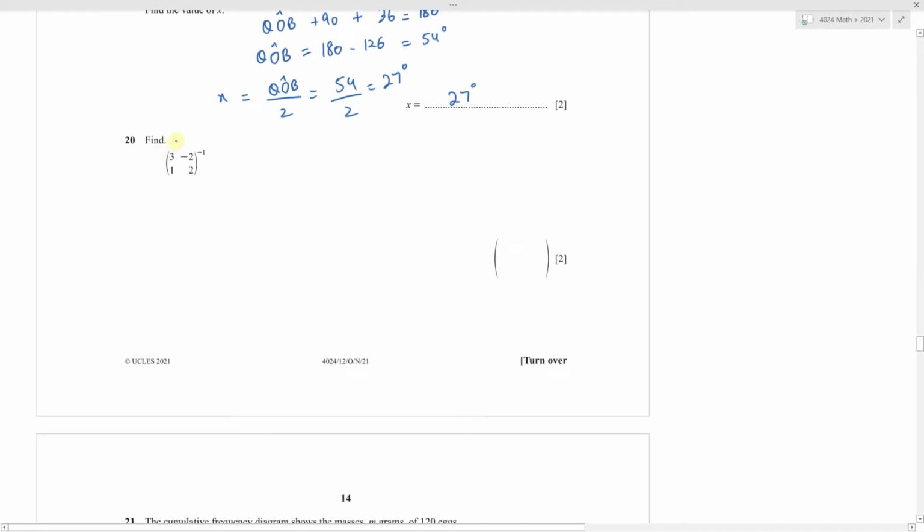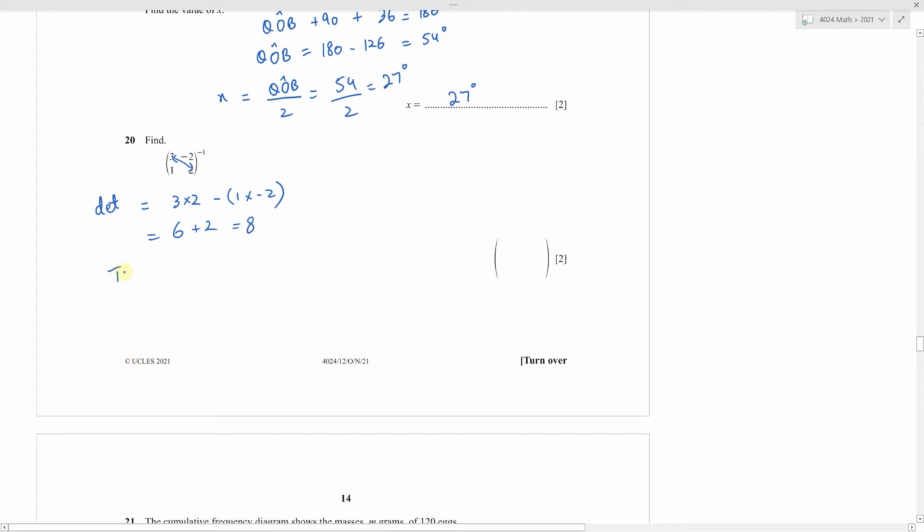Question number 20. You're given this matrix, you have to find the inverse. So power minus 1 means inverse. So to find the inverse, first you need to find the determinant of this matrix, which is 3 times 2. You multiply these two terms, 3 into 2, and then minus the product of the other two terms, which is 1 times minus 2. 3 twos are 6. This will be minus 2, and then minus and minus become positive, so plus 2 equals 8.